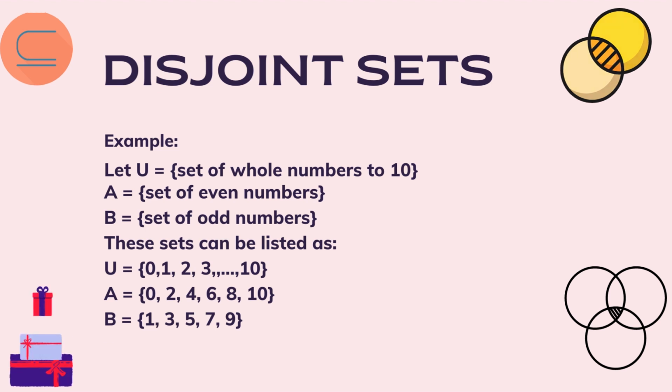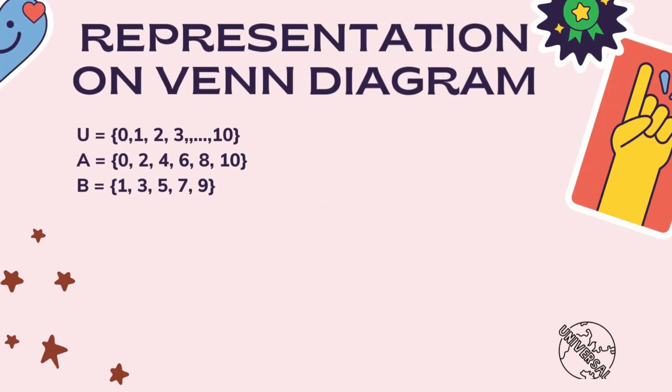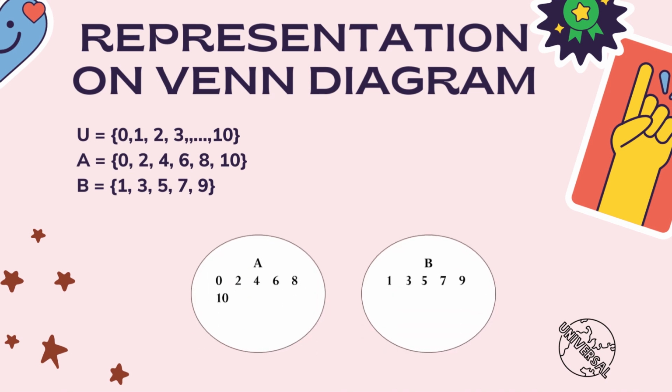And in order to represent them on a Venn diagram, as you can see, set A and set B, if you compare the elements, they do not have any common elements. So on a Venn diagram, set A and set B are both drawn apart from one another within the universal diagram.